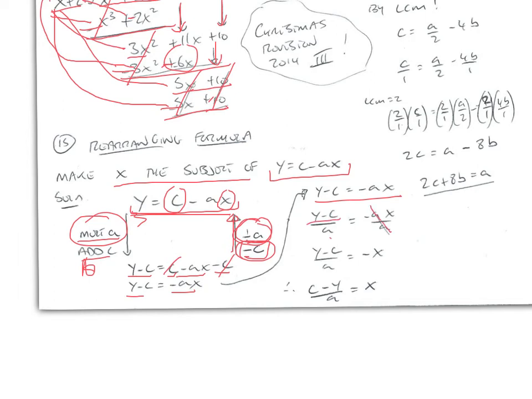The two a's will cancel and we're left with y minus c over a is equal to minus x. Now we don't want minus x, we want plus x. Just to fix that, we change the sign of the minus c to plus c and the sign of the plus y to minus y. So it's actually c minus y over a is our solution.